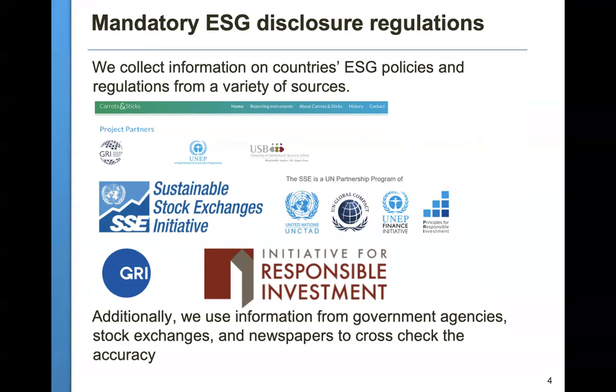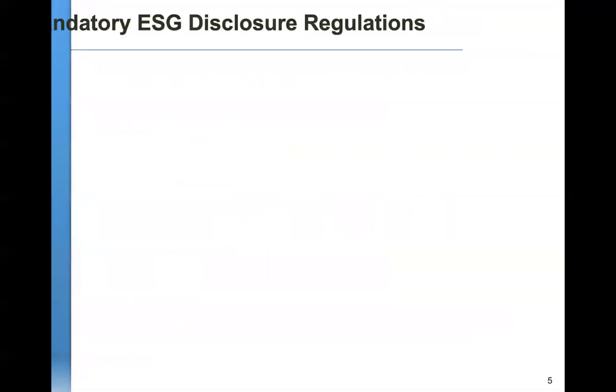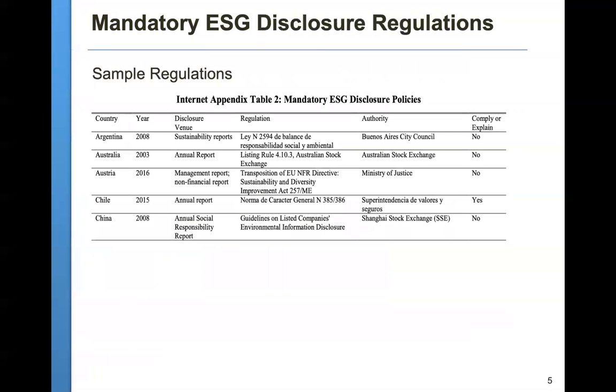Besides that, we also use the information from search engines such as Google and Bing, and some government agencies' websites, stock exchanges, and newspapers to cross-check the accuracy. So after combining all the information together, we are the first to compose a comprehensive data set regarding mandatory ESG disclosure. Here, this is just some sample regulations.